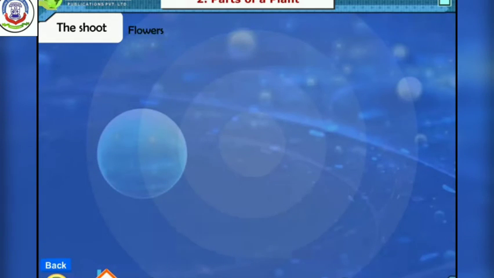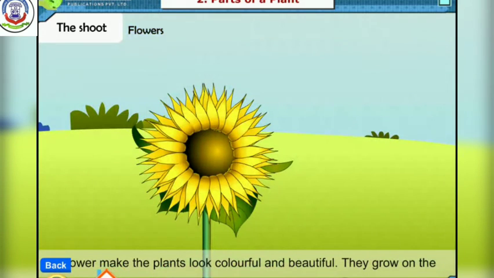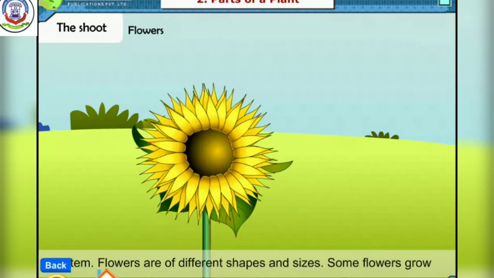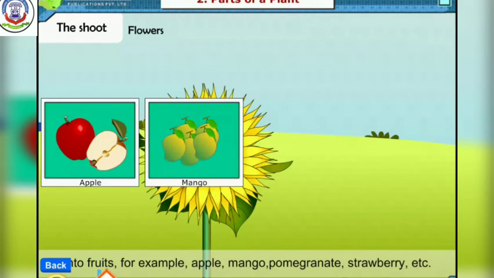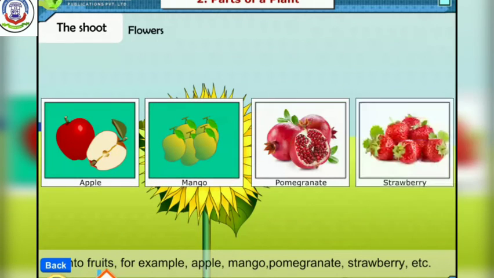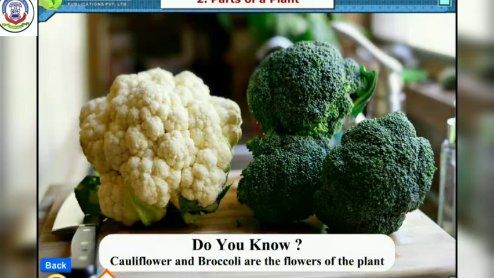Flowers. Flowers make the plants look colorful and beautiful. They grow on the stem. Flowers are of different shapes and sizes. Some flowers grow into fruits, for example apple, mango, pomegranate, strawberry, etc. Do you know? Cauliflower and broccoli are the flowers of the plant.